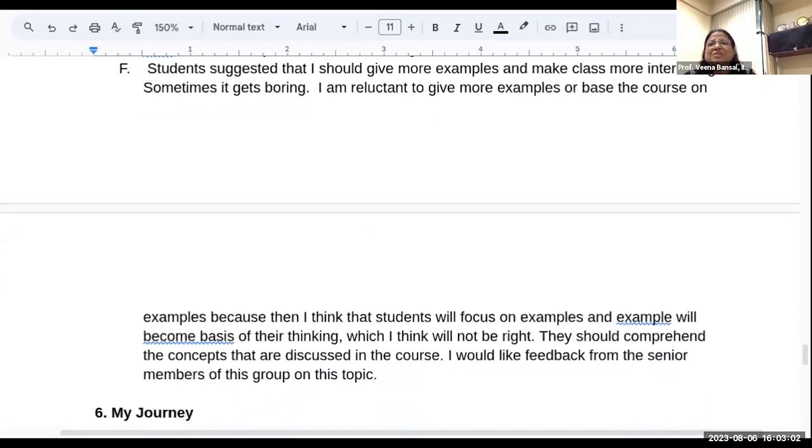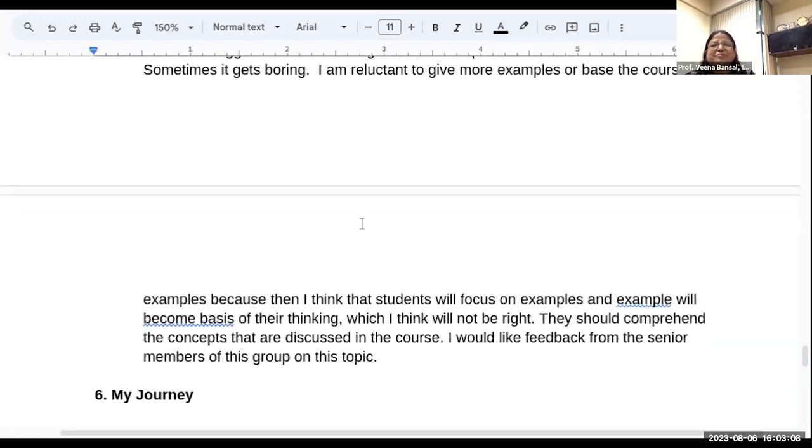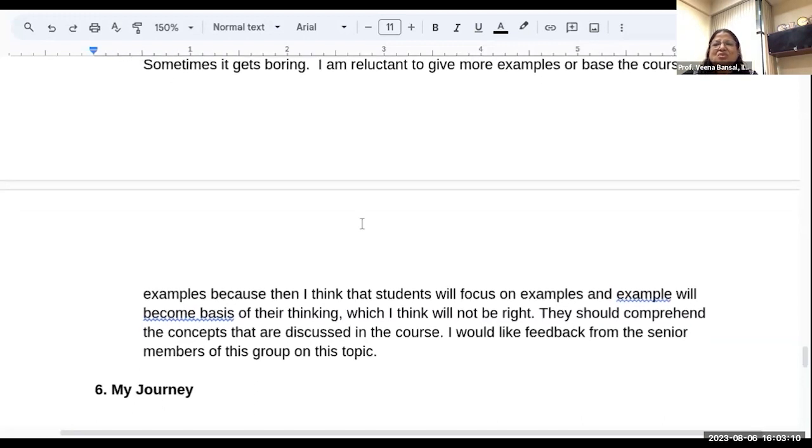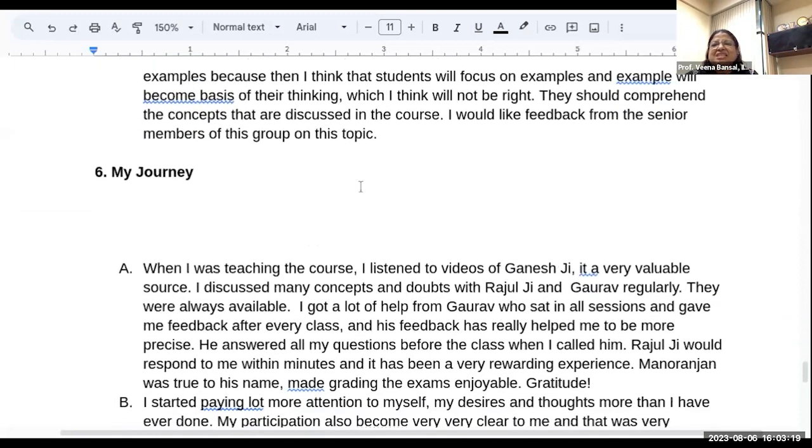So this is something I need to discuss with Ganeshji and Rajunji and other people and take a call on this. So this course also has helped me extend my journey or mature. When I was teaching this course, I listened to videos of Ganeshji. It is a very, very valuable resource.